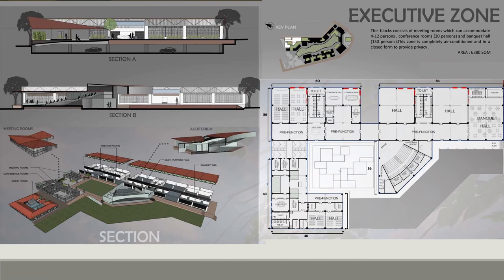The executive zone consists of meeting rooms which can accommodate 4 to 12 persons, conference room for 20 and banquet hall for 150 persons. This zone is completely air-conditioned and in a closed form to provide privacy.